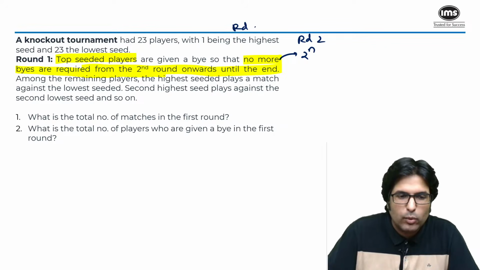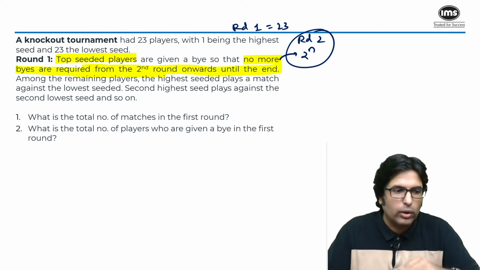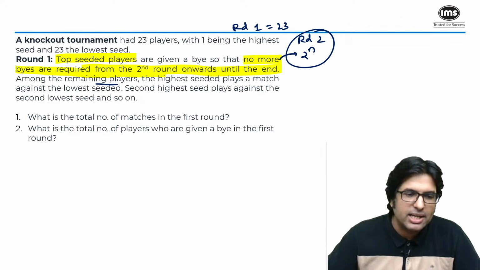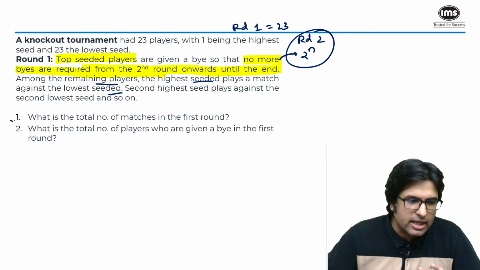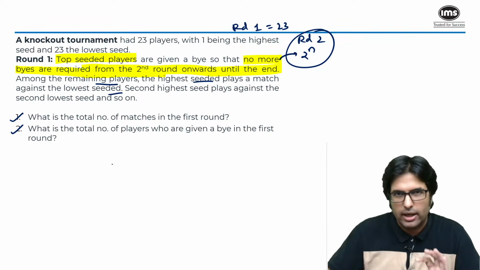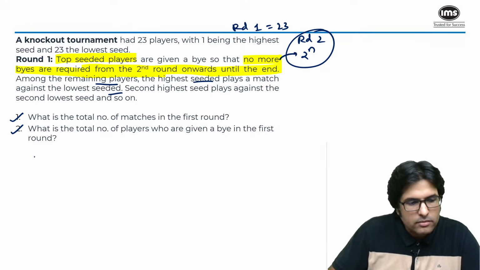In round 1, we just have 23 players, that is given. But from round 2, we would have players of the form 2 to the power n. Among the remaining players, the highest seeded plays a match against the lowest seeded. The rest of the structure is the same. These are the 2 standard questions that we need to understand. Now, let's see how to approach.